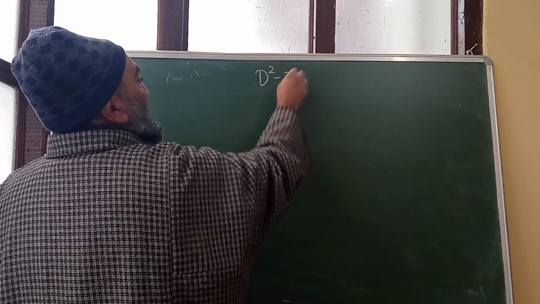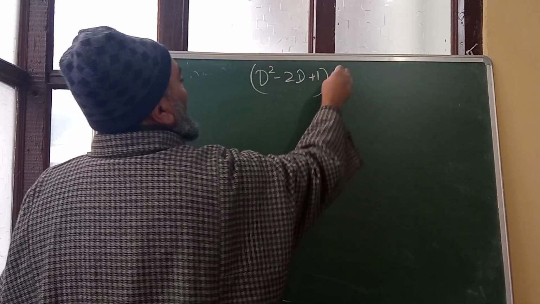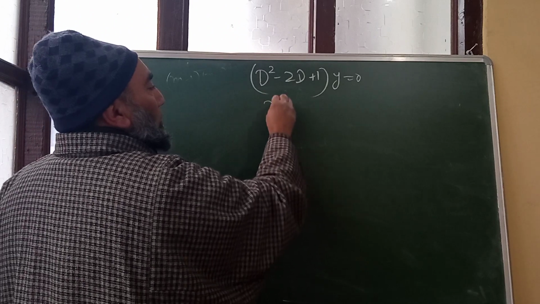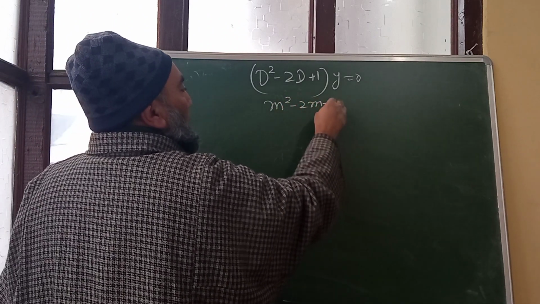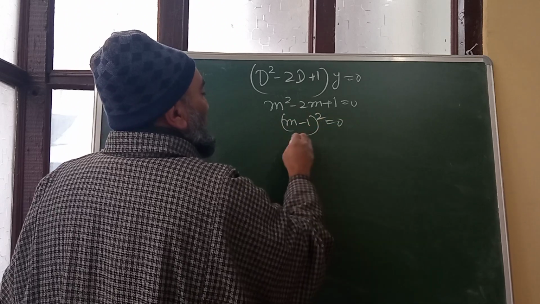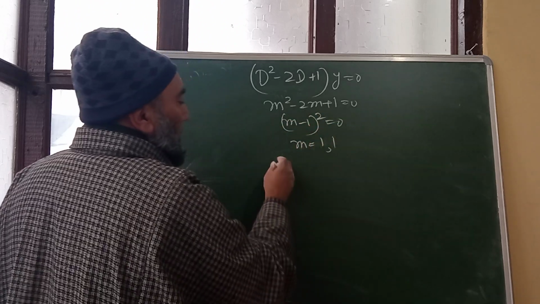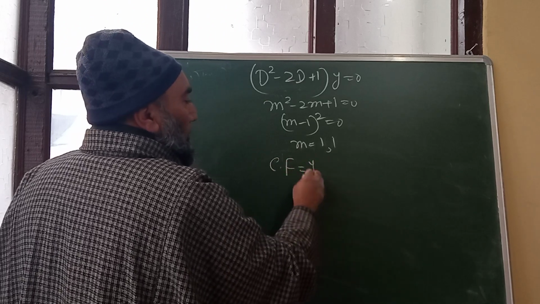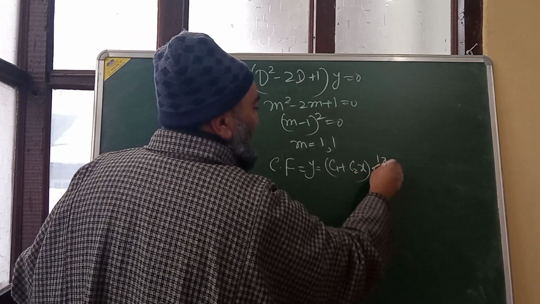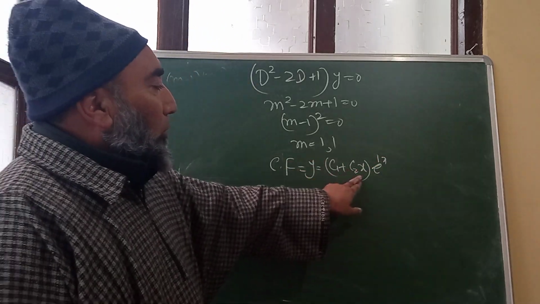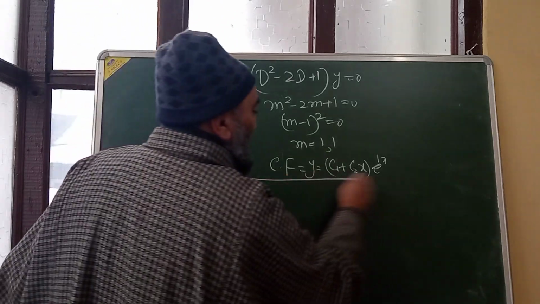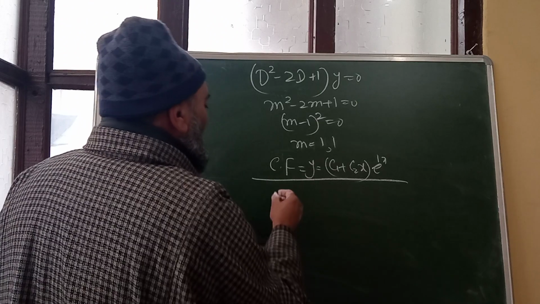D square minus 2d plus 1 operating on y equals 0. So what is the auxiliary equation? M square minus 2m plus 1 equals 0, or m minus 1 whole square equal to 0. So m is 1 and 1. So what is the complementary function? It is c1 plus c2x e to the power 1x. c1 plus c2x e raised to the power mx, where m is 1. Fine? Okay. Now let me take one more question.